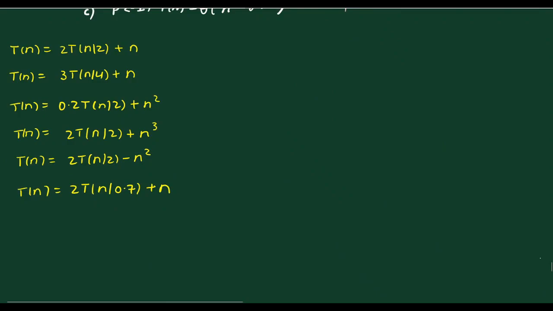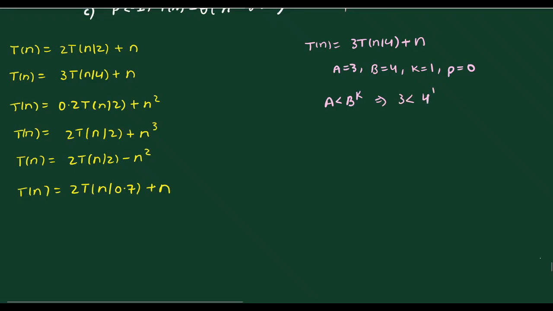So now let us look at the second problem. Here T of n equals 3T of n by 4 plus n, right? So a is 3, which is greater than or equal to 1. b is 4, which is greater than 1. k is 1, which is greater than or equal to 0. And p is 0, which is real, right? So here a is less than b power k, because 3 is less than 4 power 1, right? And p is greater than or equal to 0. So this is your third case, a part.